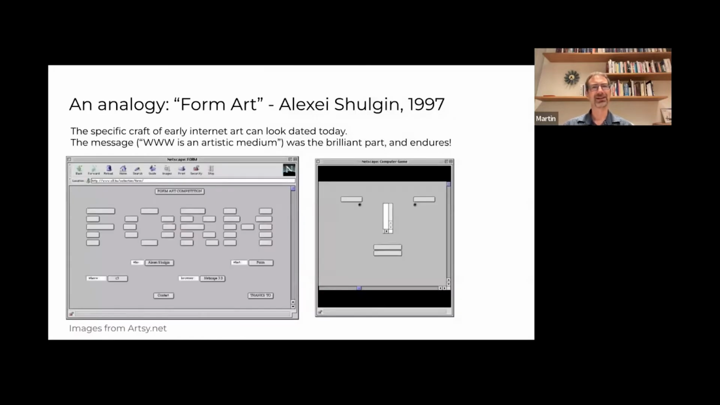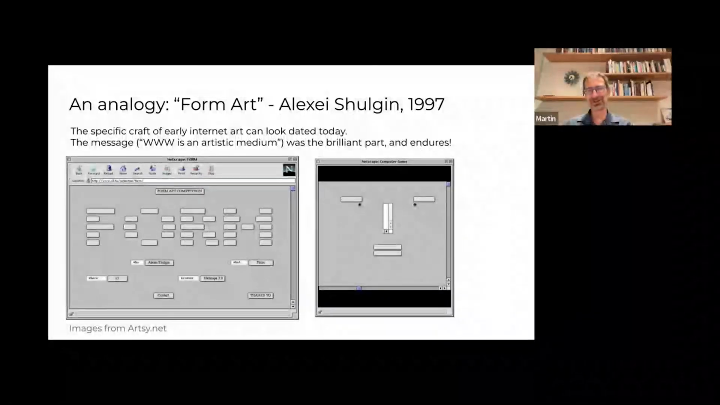Next slide. So an analogy for me is something called form art. This is created by Alexei Shulgin, an artist in 1997. And what you're seeing here are some screenshots of form art. And what he did is he took HTML form elements, which back then very few people were familiar with. You know, you were likely a physicist or some other computer scientist or mathematician sort of weird person. And instead of making a business form, he used them to draw pictures, basically doing what artists have done in other media.